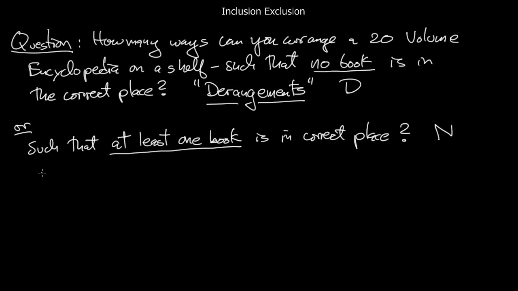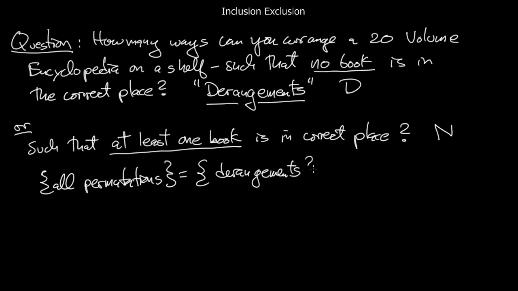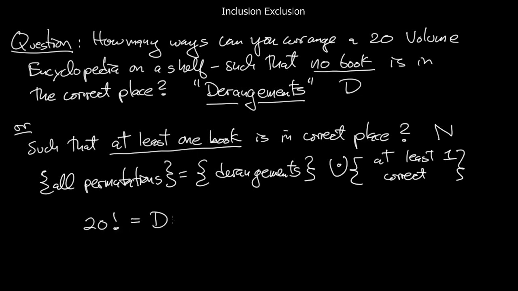That's clearly the complement of d, which is to say, if you look at all permutations of 1 through 20, a permutation either is a derangement, which is to say no book is in the correct place, or it has at least one book in the correct place. And this notation here means disjoint union. And so that says that all permutations, which is 20 factorial, is d plus n. So if you figure out one of these numbers, you've figured out the other. And we're going to figure out n primarily, and then say that d is 20 factorial minus n.